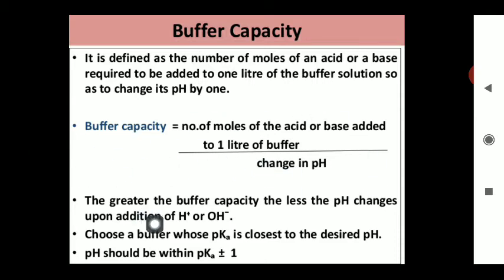The greater the buffer capacity, the less the pH changes upon adding H positive ion and OH negative ion. And choose a buffer whose pKa is closest to the desired pH. The pH should be within plus and minus one of the pKa. So complete buffer action can be calculated with the help of this buffer capacity.